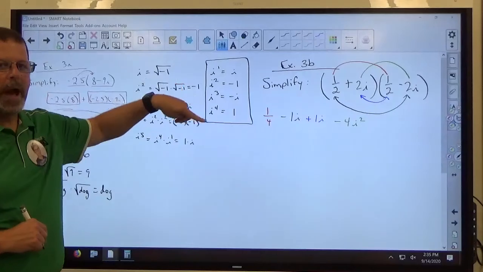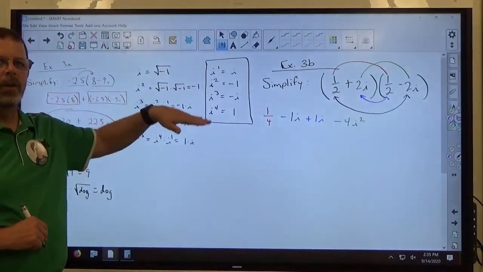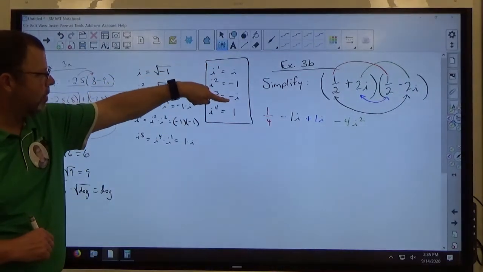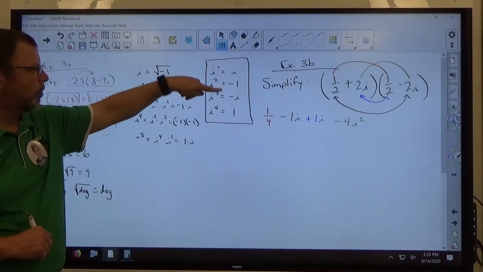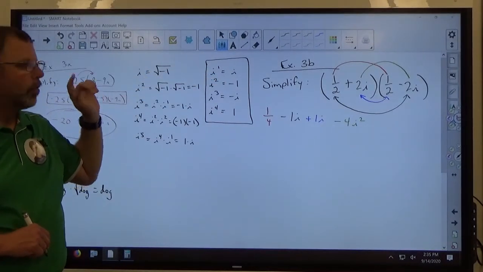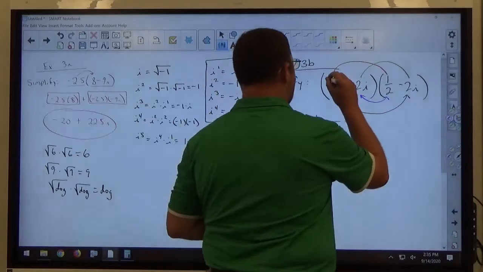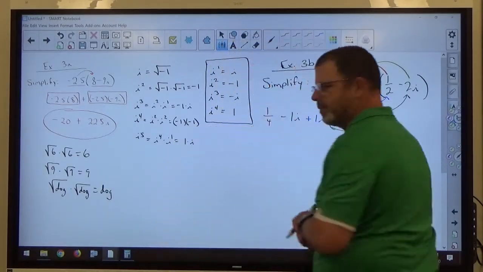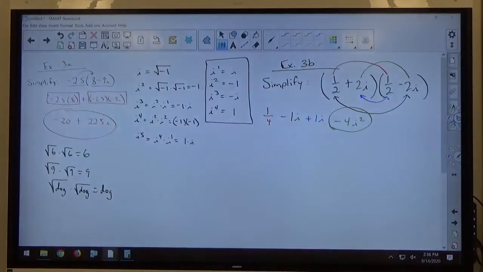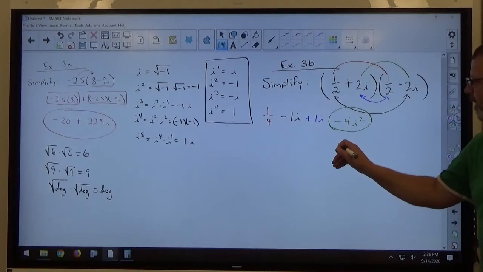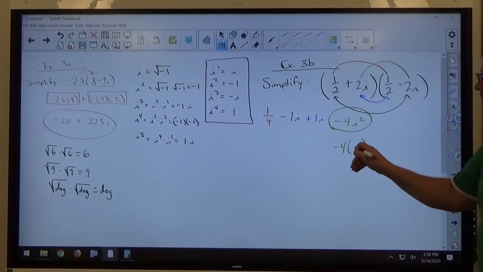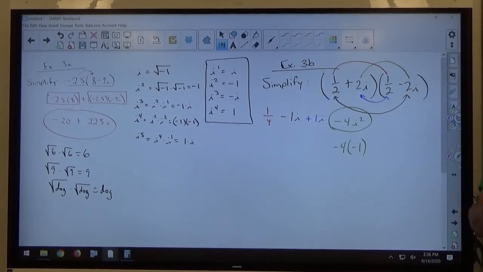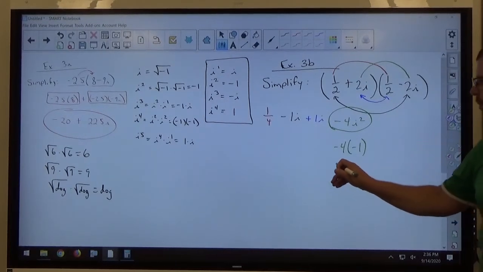This is what you need to know. If you have i to any power, first, second, third, fourth, whatever, you can transform it back to either i to the first power, positive, negative, or positive or -1. So coming over here, when I look at my -4i squared, this guy, what does i squared equal? -1. So I'm going to change that into -4 times -1, because that's what i squared equals. And -4 times -1 makes +4.